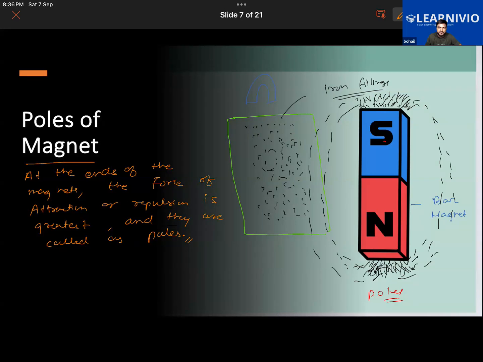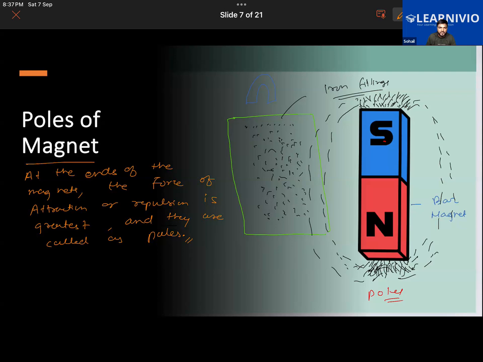Done writing this? Repulsion, the spelling is R-E-P-U-L-S-I-O-N. Okay. At the ends of the magnet, the force of attraction or repulsion is greatest, and they are called poles. Done, sir. Both of you.